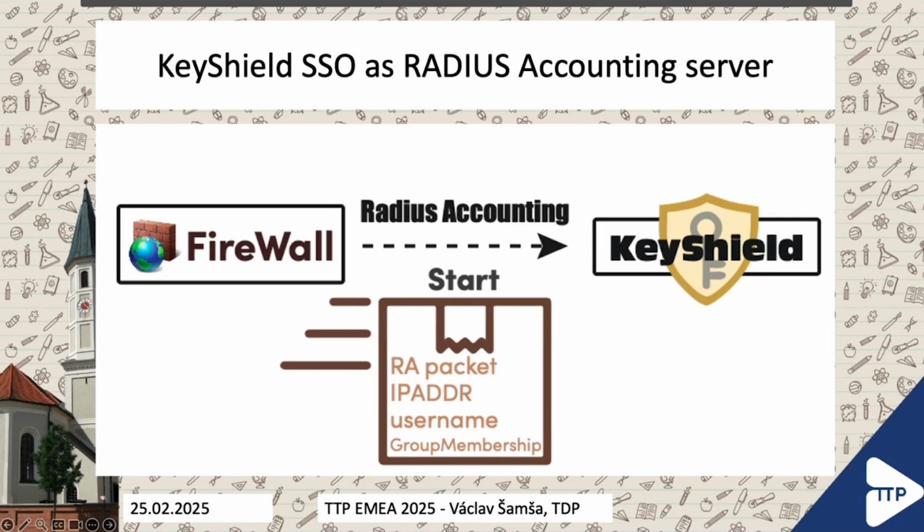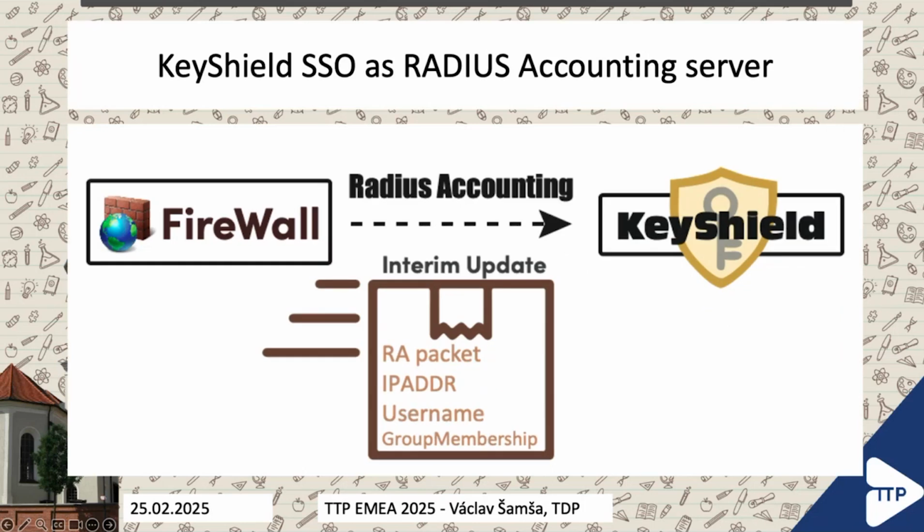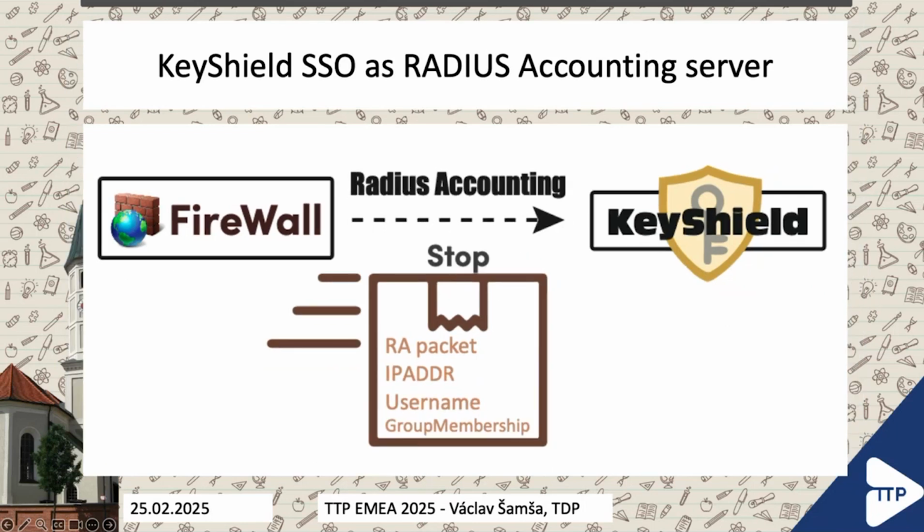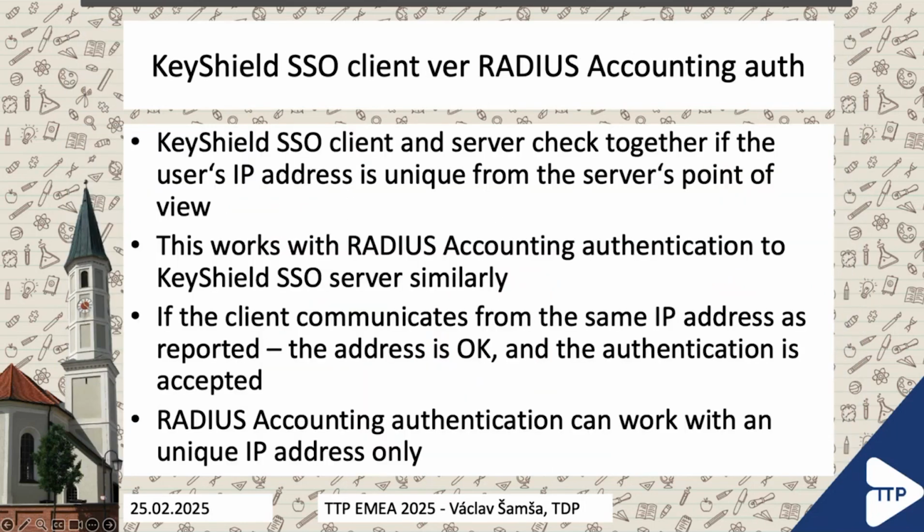This is how it works. The firewall sends a packet to KeyShield, during the connection an interim update, or at the end the stop packet. Easy.